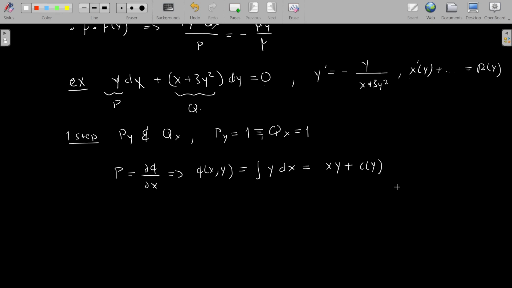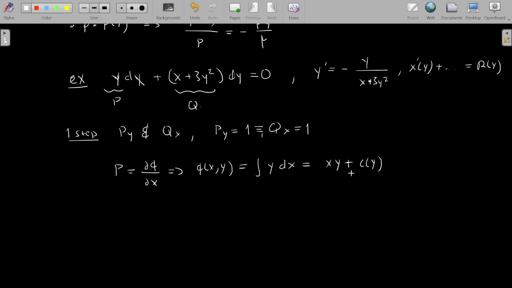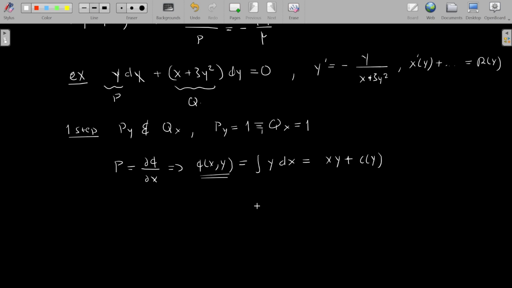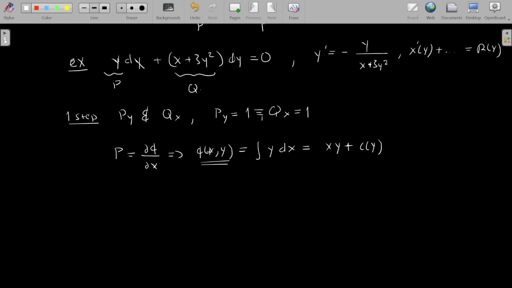Why is that? Because if you really differentiate this with respect to x, you will get this. This is a constant because y is treated like a constant here. The same thing would apply if you would treat Q, you would get a constant that would depend on x, because for Q, x is treated as a constant.